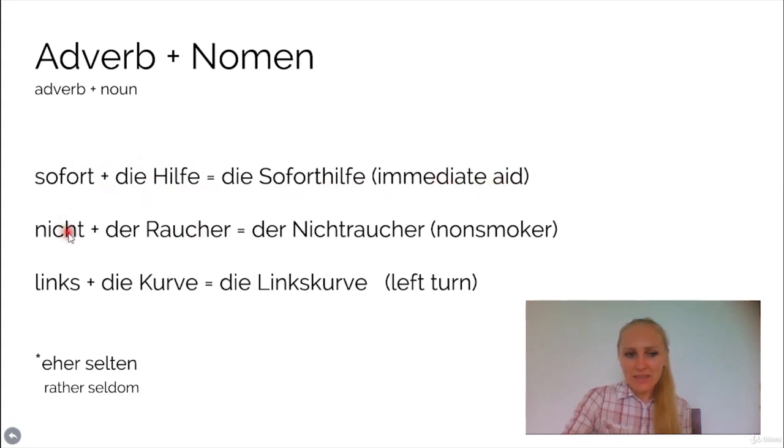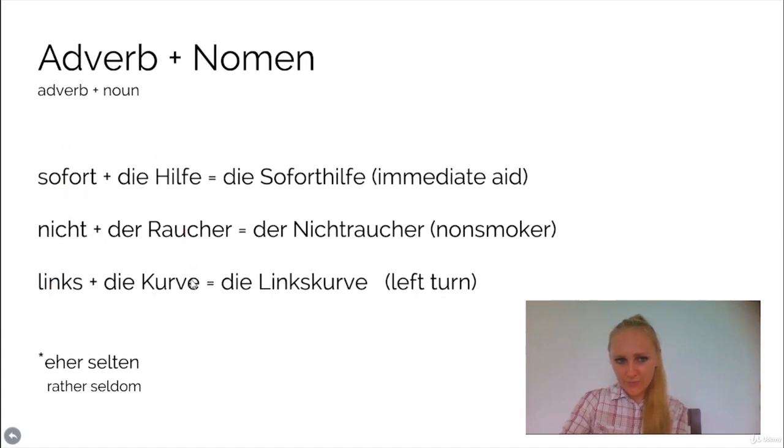Then we have the negation nicht, which means not or none, and here der Raucher means the smoker. The compound word here is der Nichtraucher, which means the non-smoker. We just put it together. Then links means left, die Kurve means the curve or turn, and here the compound word is die Linkskurve, which means the left turn. So nothing changes here with the adverbs. They stay exactly the way they are, and the nouns also.